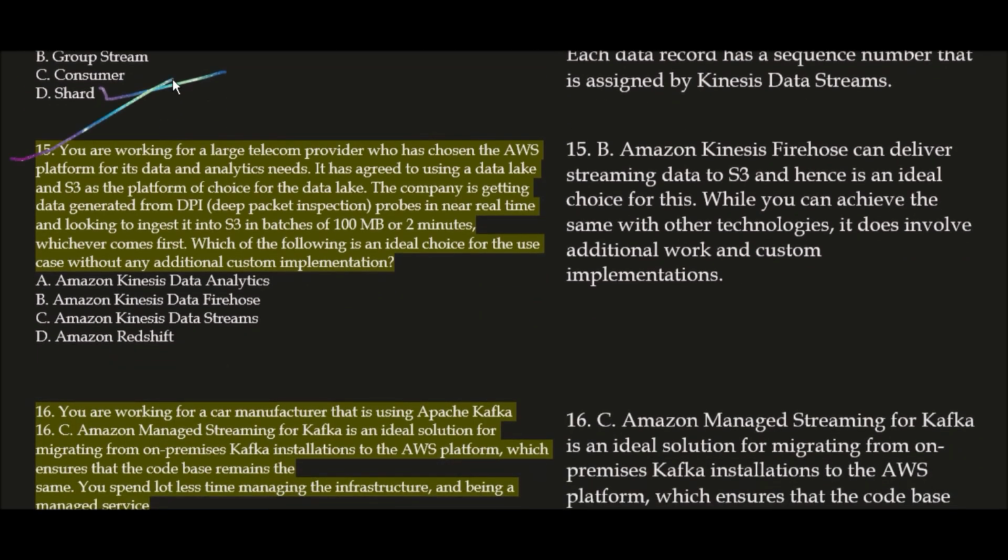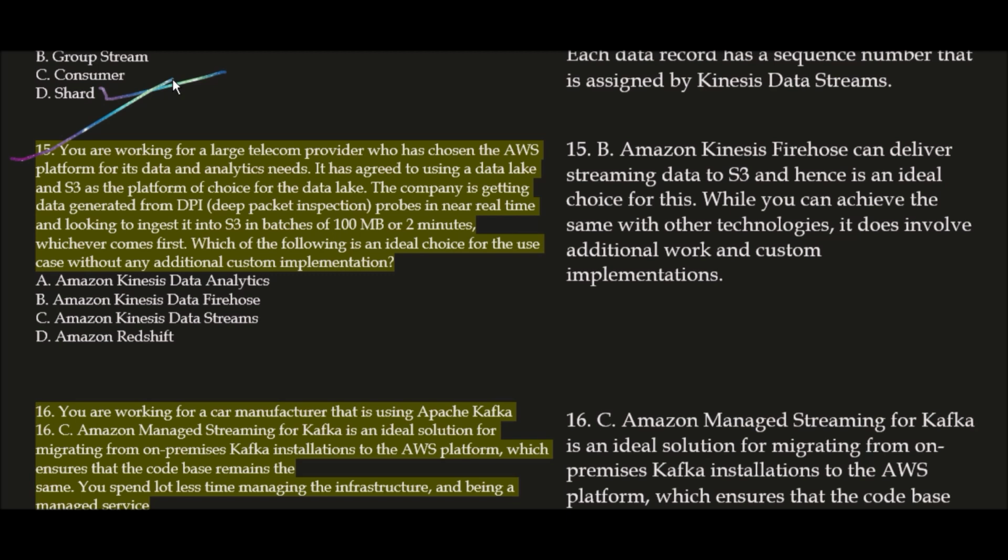Next question. You are working for a large telecom provider who has chosen the AWS platform for its data and analytics needs. It has agreed to using a data lake and S3 as the platform of choice for the data lake. The company is getting data generated from DPI, which stands for Deep Packet Inspection, probes in near real time and looking to ingest it into S3 in batches of 100 MB or 2 minutes, whichever comes first. Which of the following is an ideal choice for the use case without any additional custom implementation?